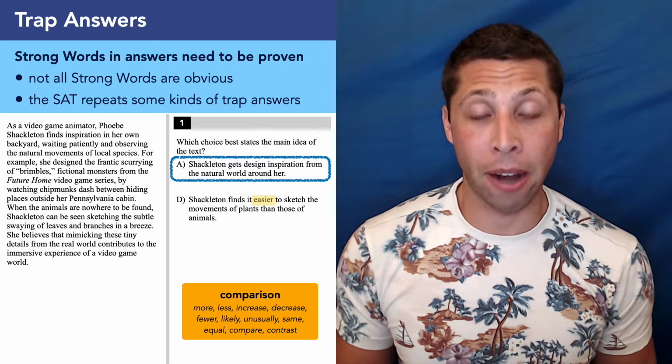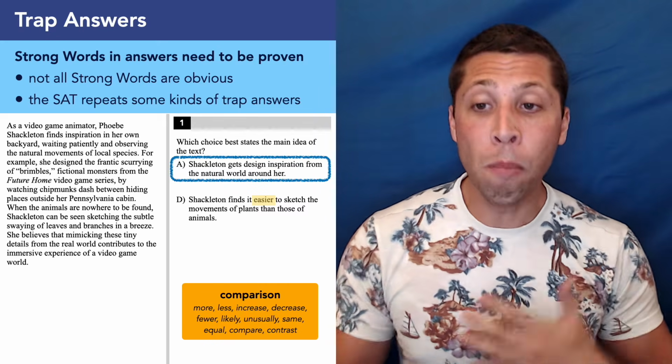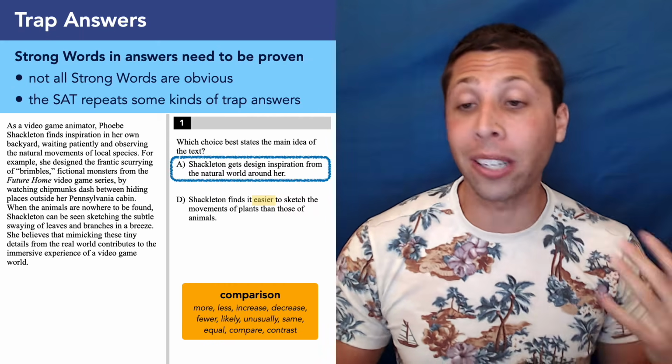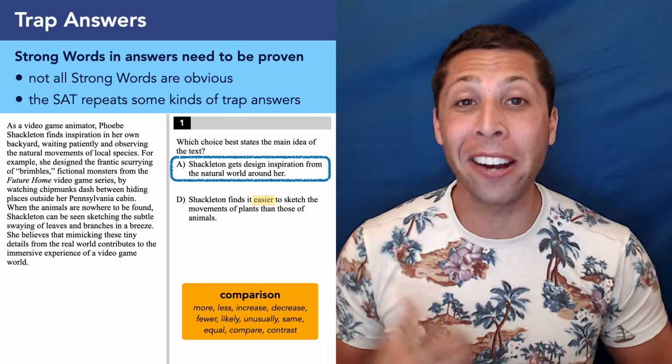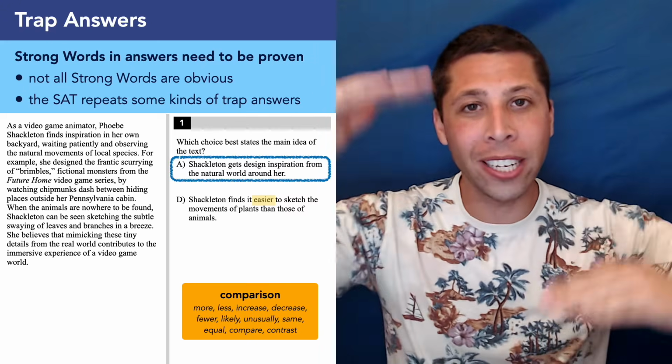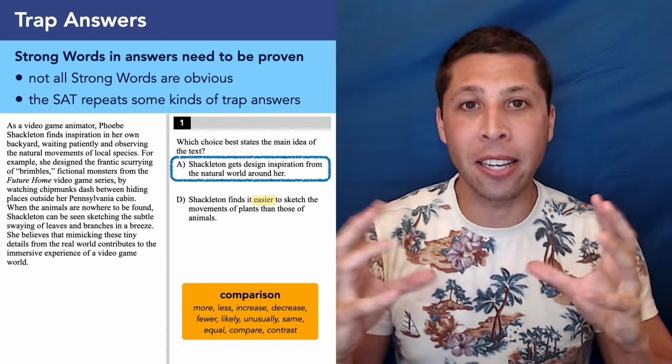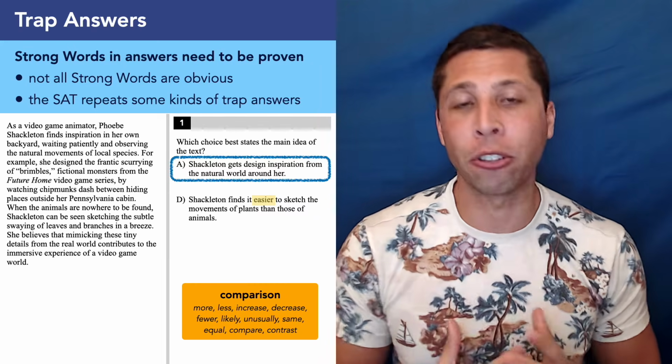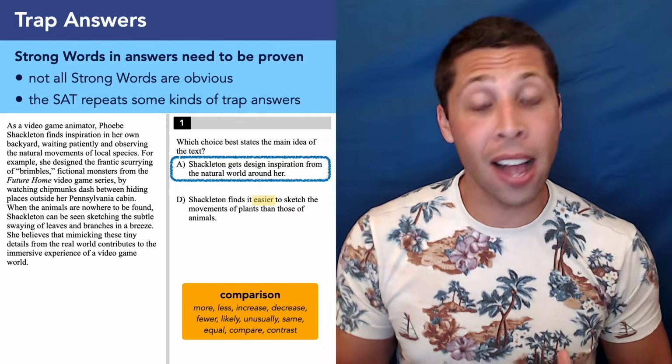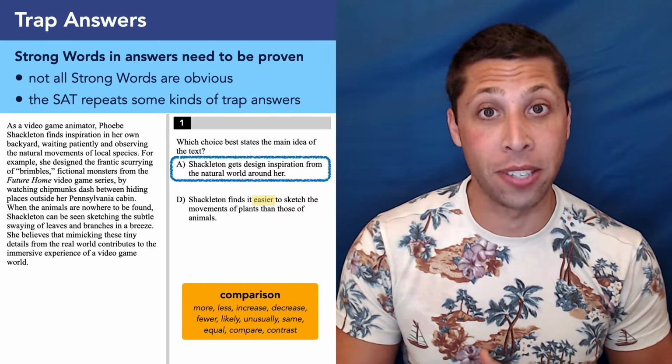So lots of comparison words come up in answer choices: more, less, increase, decrease, fewer, likely, unusually, same, equal, compare, contrast. All of these words are trying to get us to rank things and compare their attributes, and we have to make sure that the passage is doing that as well. If it's not, then we can't justify a choice like choice D.